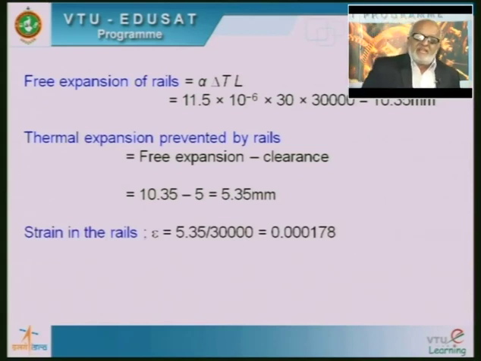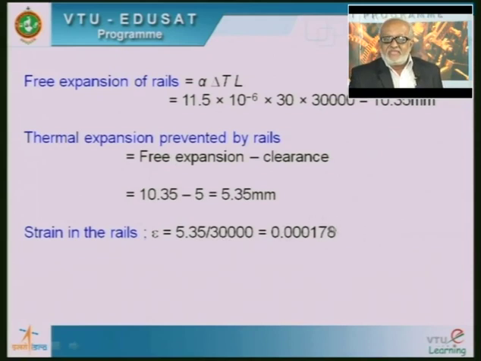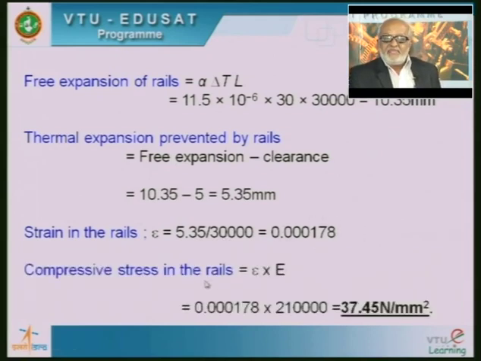So what is the strain in the rails then? 5.35 divided by the length, so this would be the strain in the rails. Then the compressive stress in the rail is this strain multiplied by the modulus of elasticity. Look at this value. The stress is 37.45 Newton per mm squared or MPa.